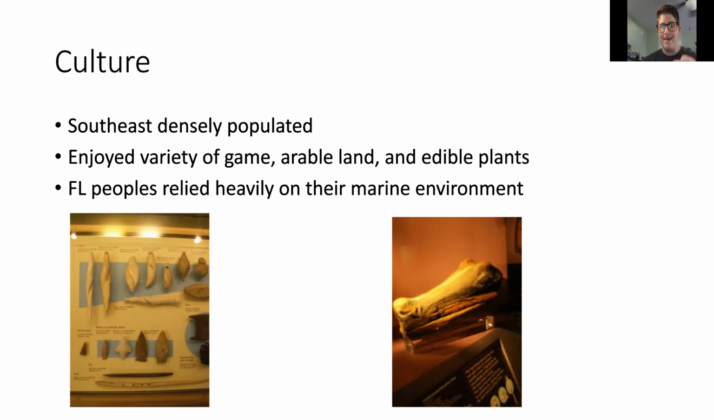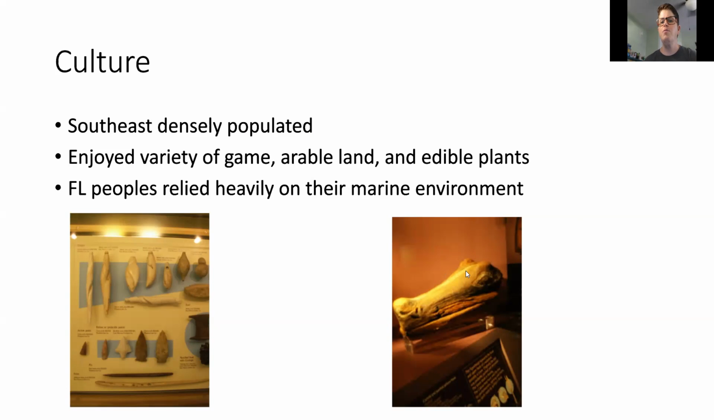Initially, Southeastern Indians were much healthier than Europeans. And diseases are a different thing, but for nutrition, they were much healthier. The Florida peoples, however, relied heavily on the marine environment. So there is a small area of land in the middle of the state that is good for farming, but there's a lot of areas in Florida that aren't. We have sandy soil or it's swampy. None of these are great for growing crops.